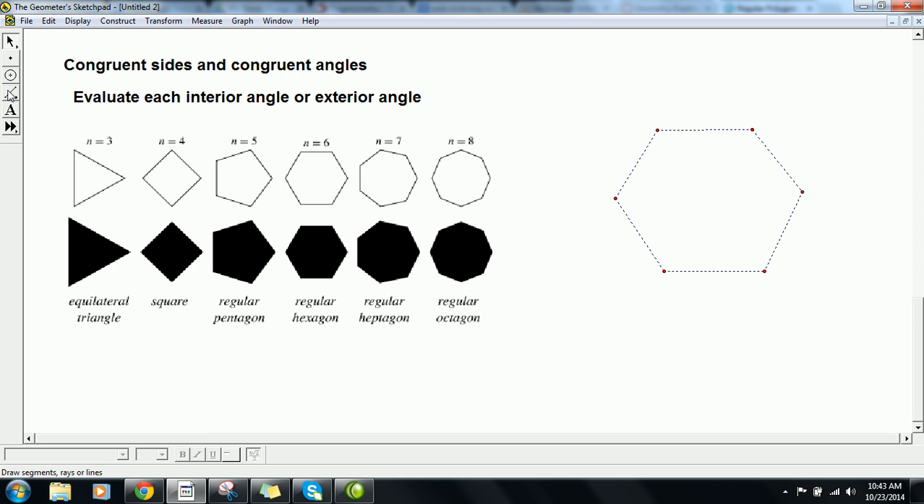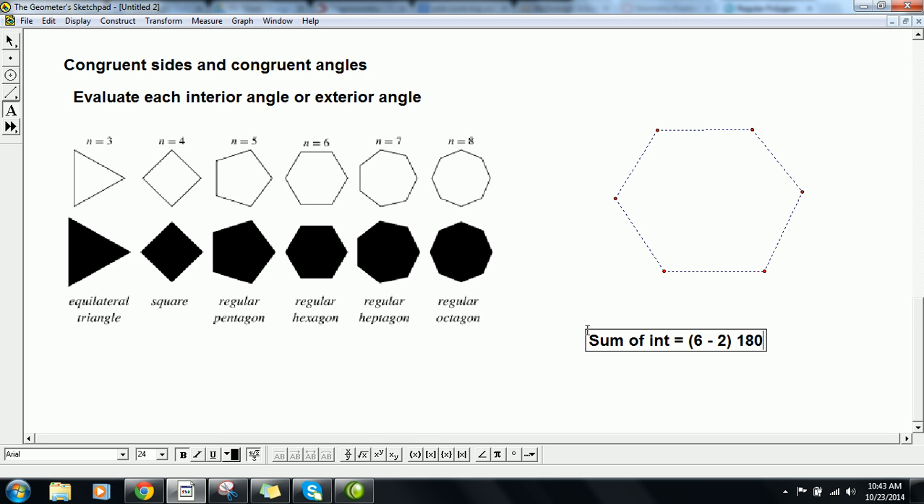Now, since all the angles are congruent, and we can calculate the sum of the 1, 2, 3, 4, 5, 6 angles, then I can get one of the interior angles. So let's first calculate the sum. The sum of the interior angles is going to be n, or 6, minus 2 times 180, right? That's the sum of the interior angle formula. So it's 4 times 180, which is 720.